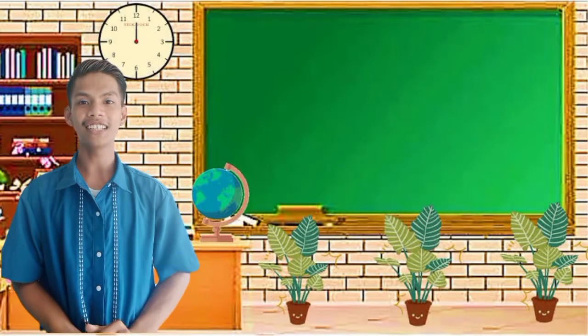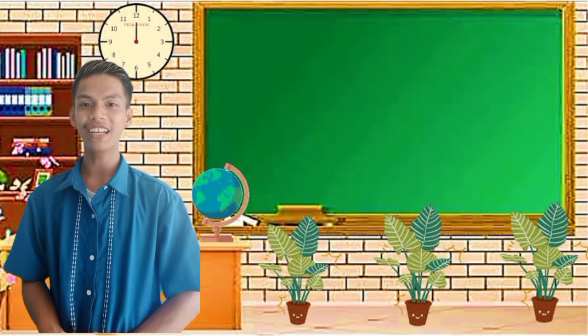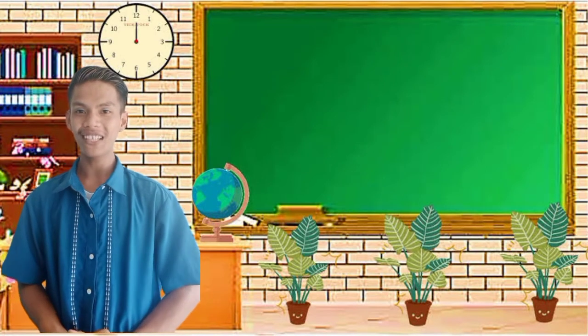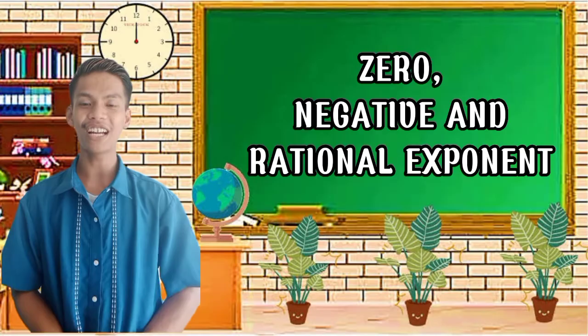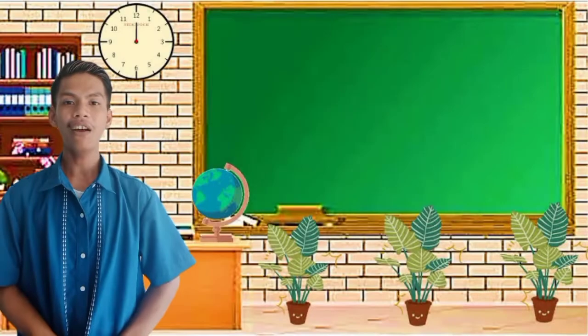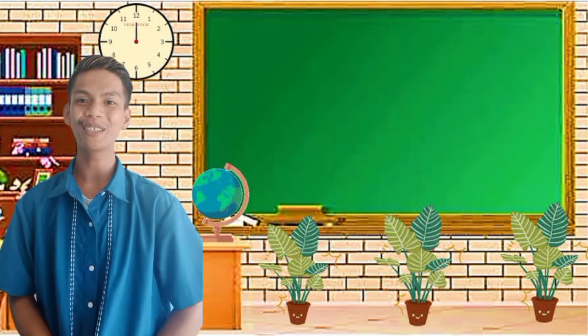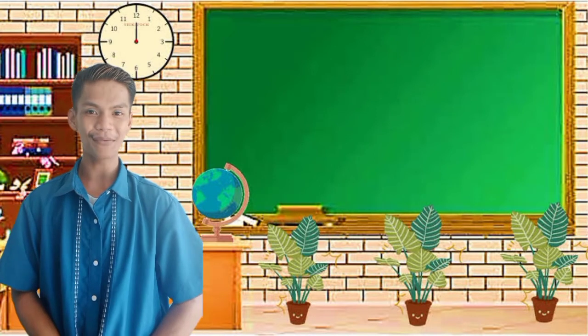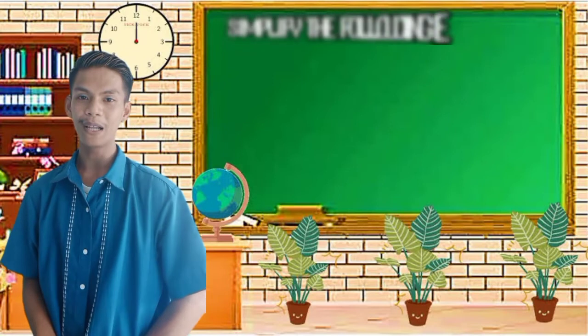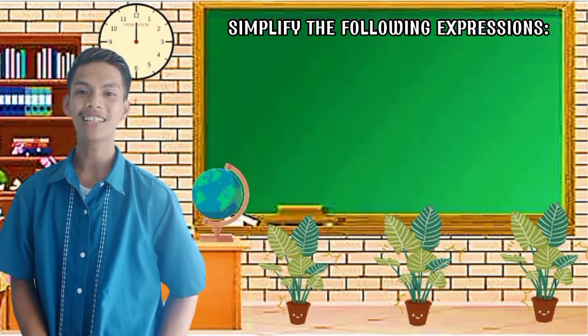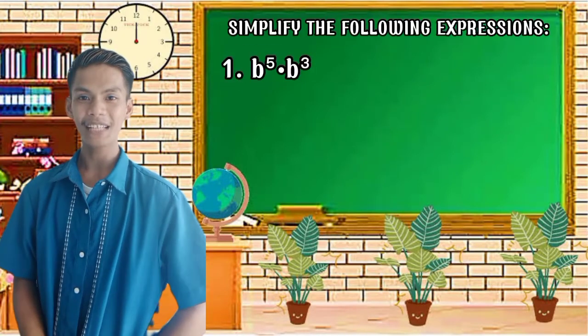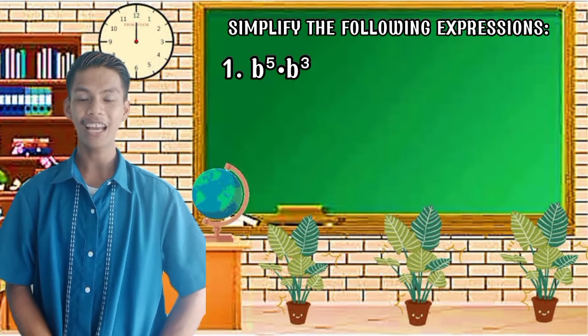To start our lesson, let's have a short drill regarding our topic for today, which is zero, negative, and rational exponents. Every student who gets the correct answer will have a surprise after the discussion. So let's begin. Simplify the following expression. Number 1, b raised to 5 times b cubed. Anyone?